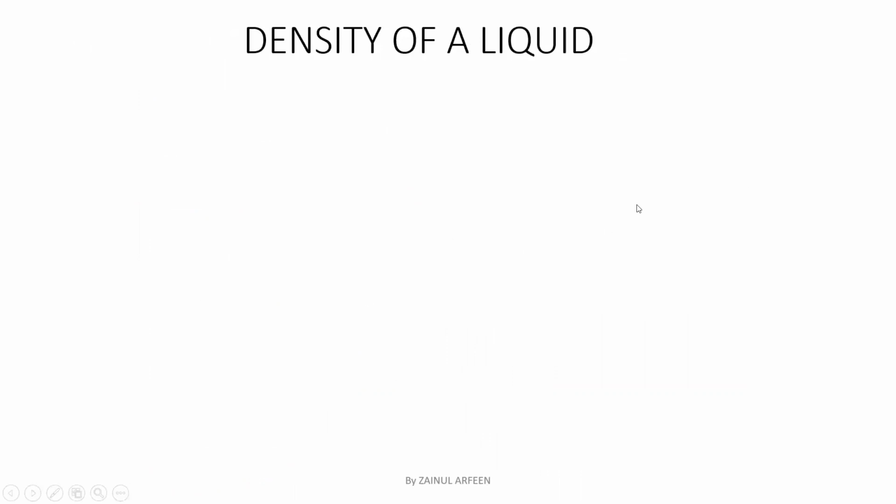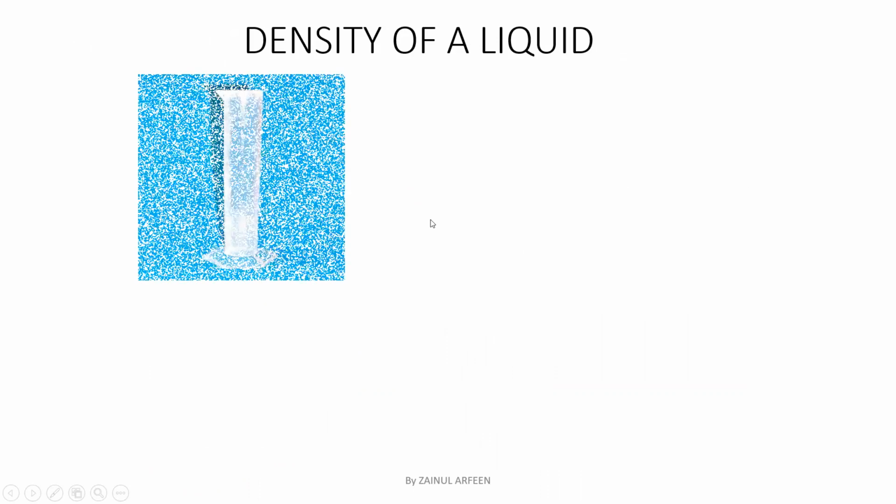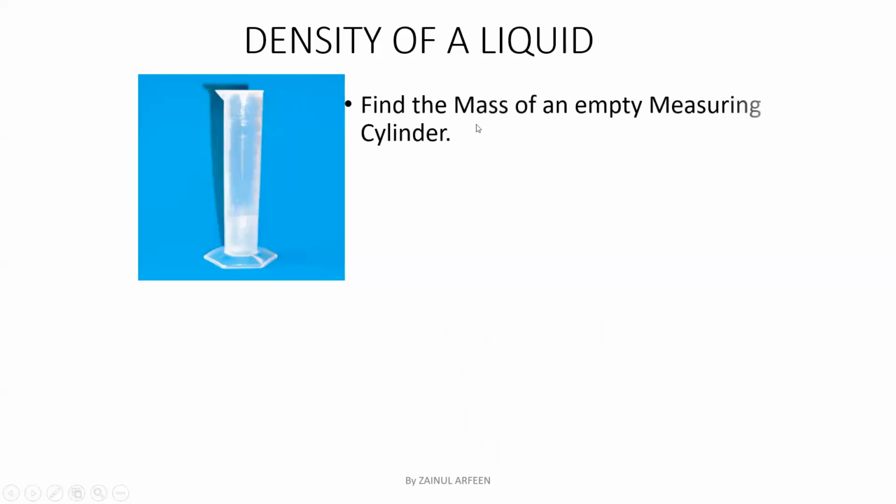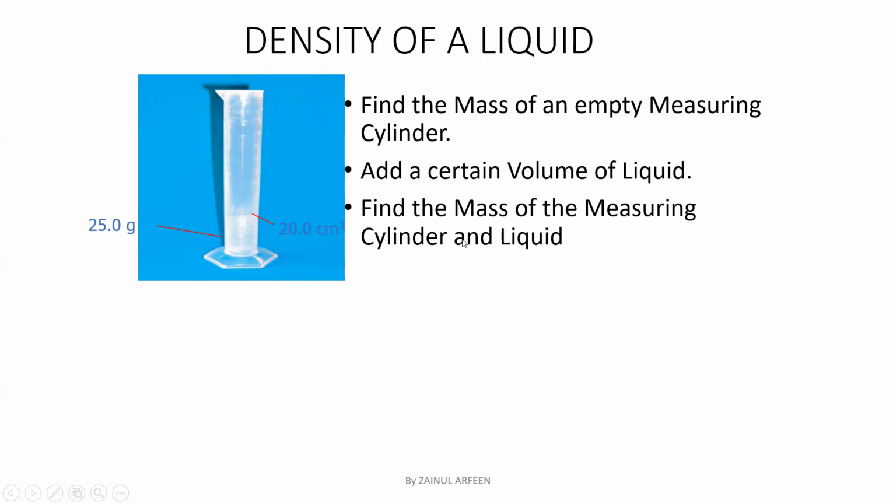Now, how can we work out the density of a liquid? For liquids, we have to keep them in a container, because the liquid cannot be placed without a container. So first we find the mass of the empty measuring cylinder. For example, this measuring cylinder which does not have any water, its mass is 25 gram. Then we add a certain volume of the liquid. You can see it is filled with 20 cm cube of liquid, and we find the mass of the measuring cylinder again. The new mass is 45.